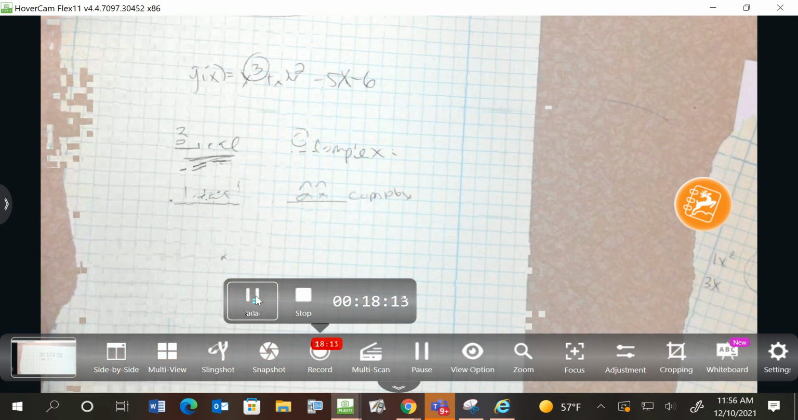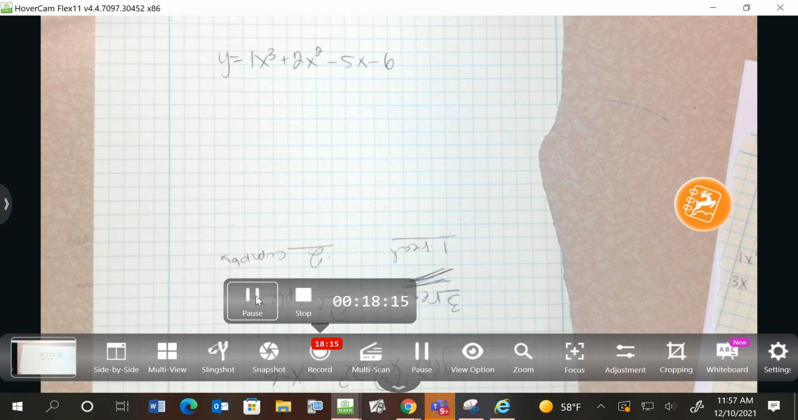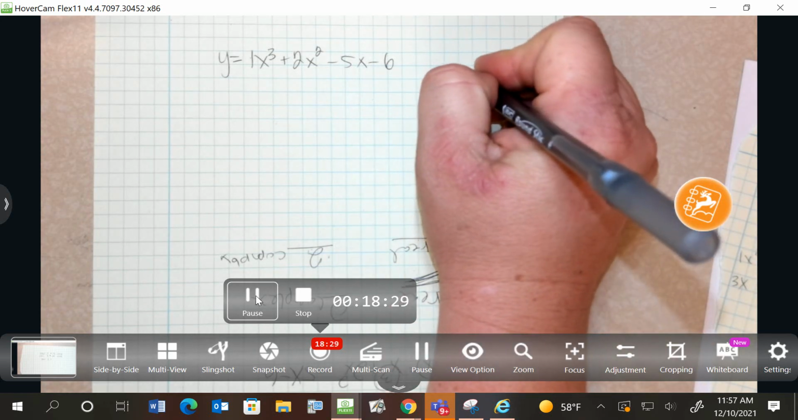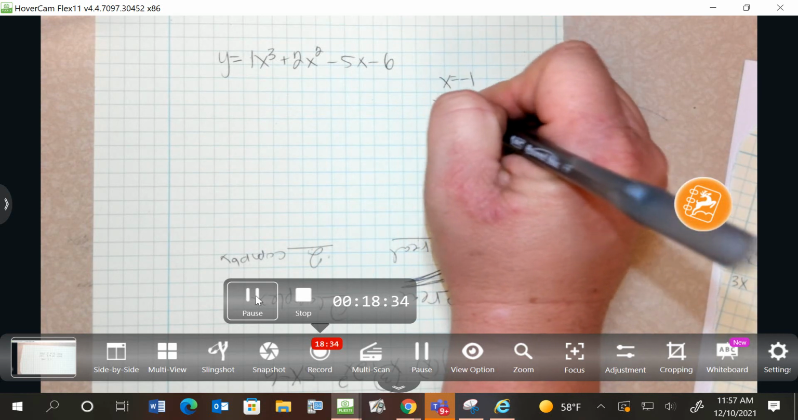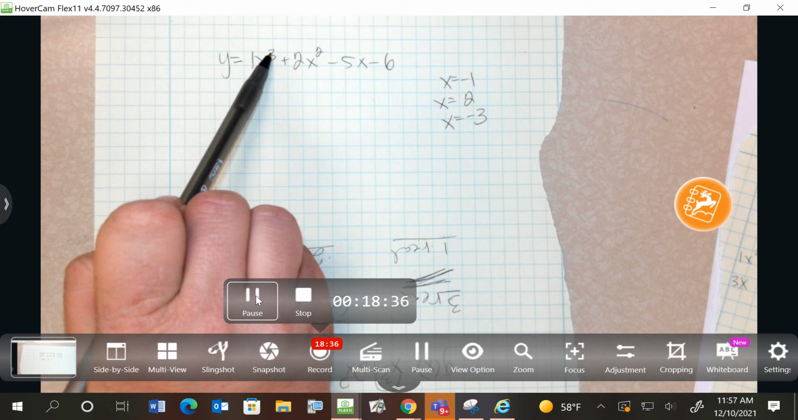In this problem we're asked to rewrite this function in factored form. So in order to do factored form, we want to know what are the x-intercepts. So I would start by going ahead and I would graph this in Desmos. Now, once I graph it in Desmos, I can see, oh, there's an x-intercept at -1, there's an x-intercept at +2, and there's an x-intercept at -3. Those are the 3 real roots.